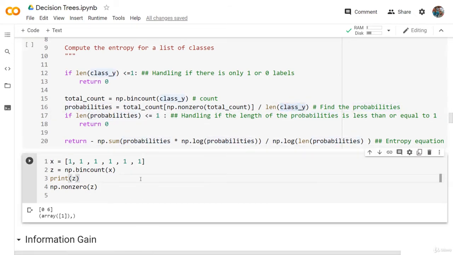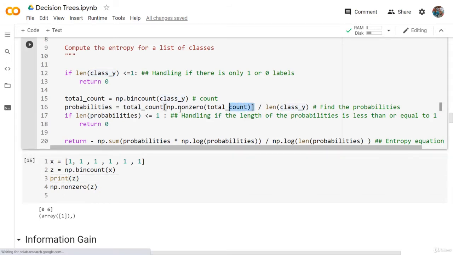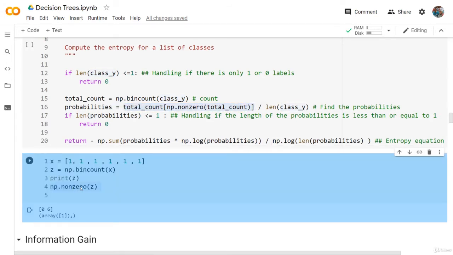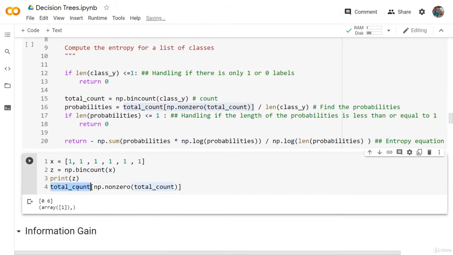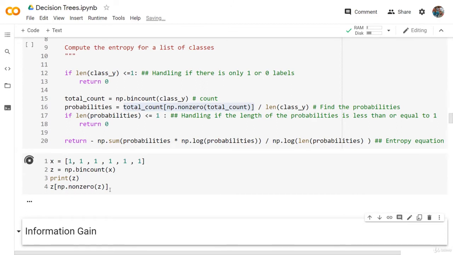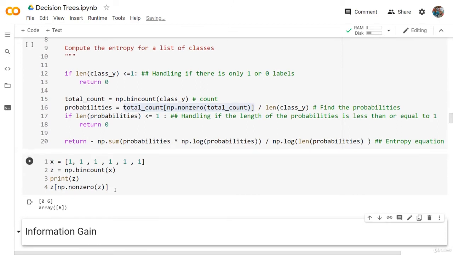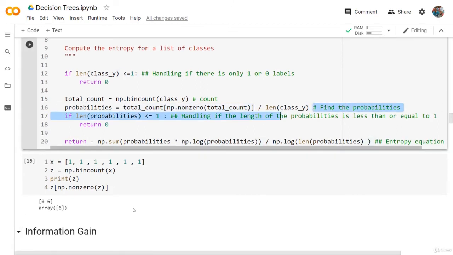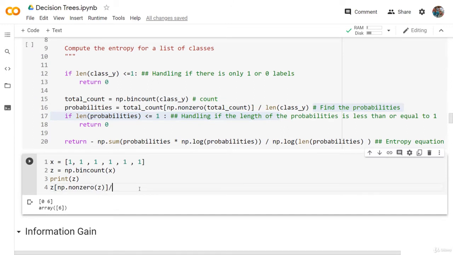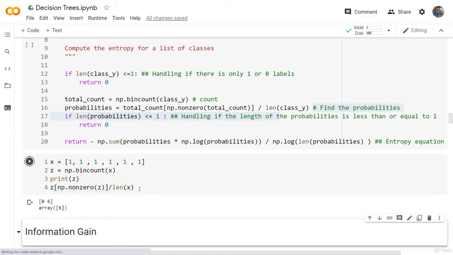So what we are doing here is that if I take this and come here, this is what we called z, right? So we have only one number, and we are going to divide by the length of x. So as you can see, we have 1.